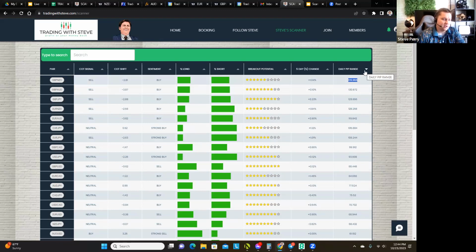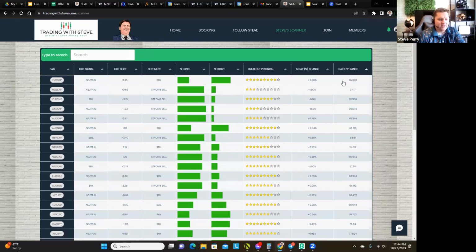Conversely, if you filter this the other way, the euro pound has an average daily range of almost 37 pips, right? So not every currency pair moves the same, or as much as far as pips go. This helps you tailor your stop loss and your take profit to the correct amount for each pair. Often when I'm doing an overnight trade, I don't want my stop loss to exceed about half an average daily range.